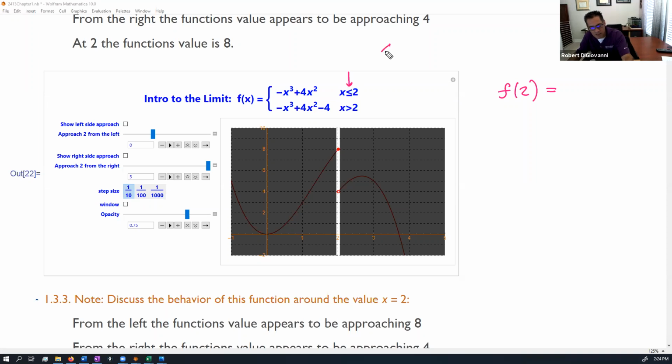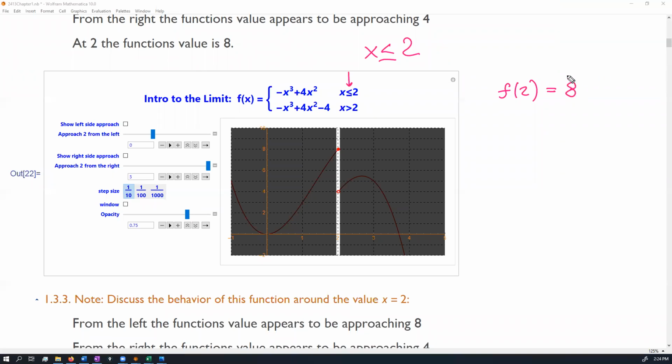Because of this inequality right here. That inequality says less than or equal. So if x is less than or equal to 2, then we're going to plug it in here. And what happens when you plug 2 into this? You plug in 2, you get 8, right? Same answer as before. So if we're just doing college algebra and just looking at what's happening at 2, the answer is 8, right? No difference from the previous problem.